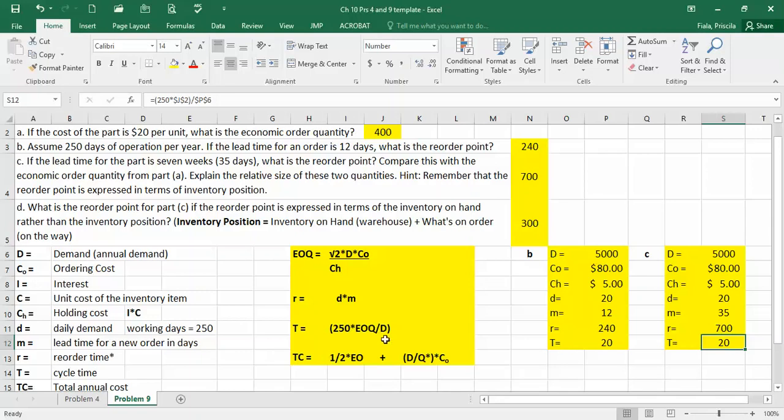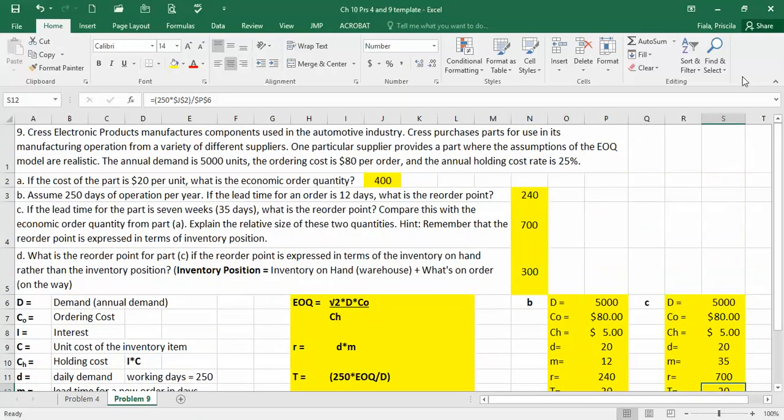The most important thing on this problem is to understand that when you hear the inventory position, they are referring to what is on hand in the warehouse plus what is on the way. So 300 plus 400. They're counting the 300 they have in the warehouse plus the 400 that is on the way, which is 700. Okay, the inventory position is composed of two parts, and that would be problem 9, and you would be done with the homework for week 3.